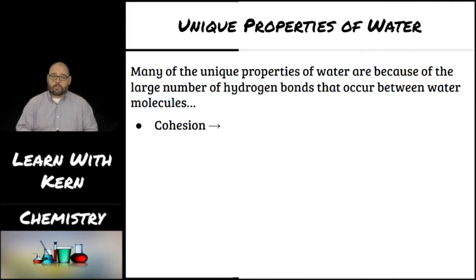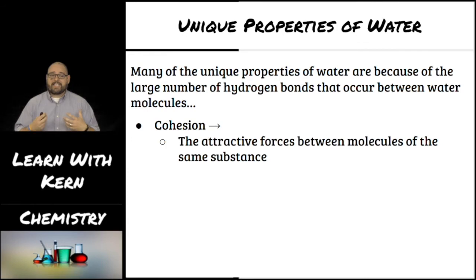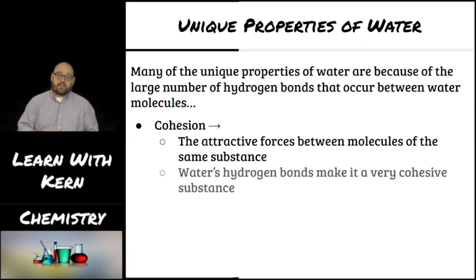Cohesion is another property of water that is because of these large number of hydrogen bonds. So what is cohesion? It's the attractive force between molecules of the same substance. So when you have two atoms of the same thing, or two molecules of the same compound, and they are attracted to each other, that is what we call cohesion. They co-adhere to each other, or cohere. So cohesion is that force between them. Well, because of those hydrogen bonds, water molecules are very attracted to other water molecules. So therefore, you are going to have a lot of cohesion in there. Now, water's hydrogen bonds make it a very cohesive substance.